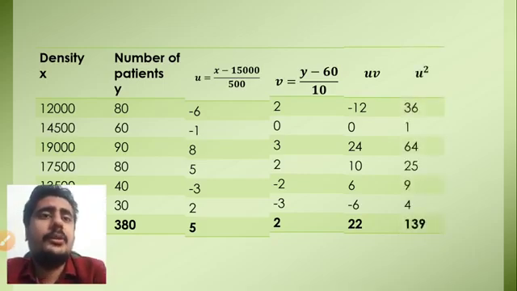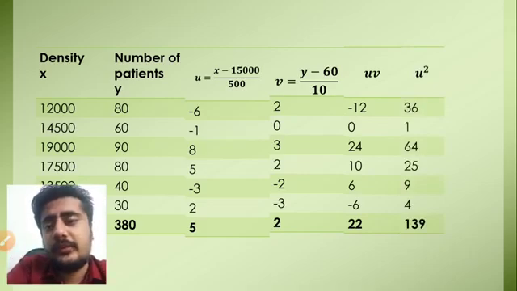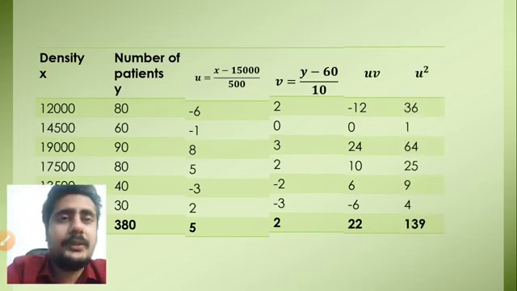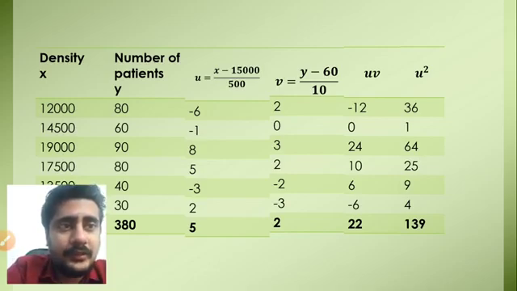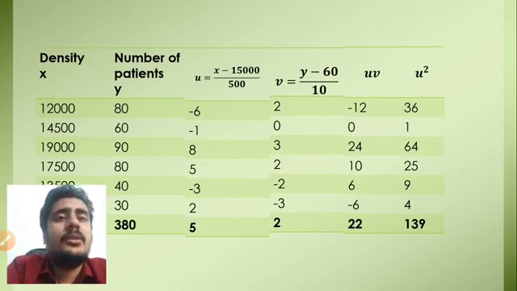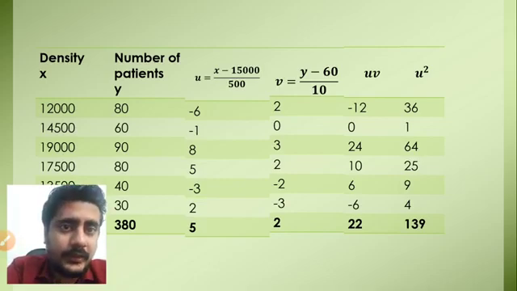Then we will find u square. Now what is u square? It is the square of the digits present in u. So what are the digits present in u? It's minus 6. Square of minus 6 is 36. Square of minus 1 is 1. Square of 8 is 64, square of 5 is 25, square of 3 is 9, square of 2 is 4. The total is 139.